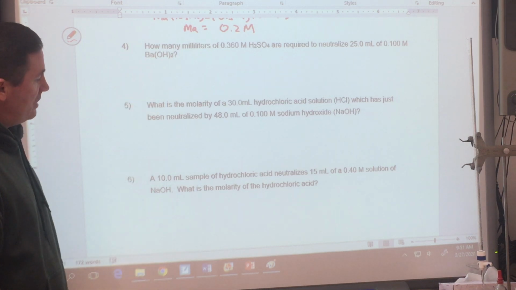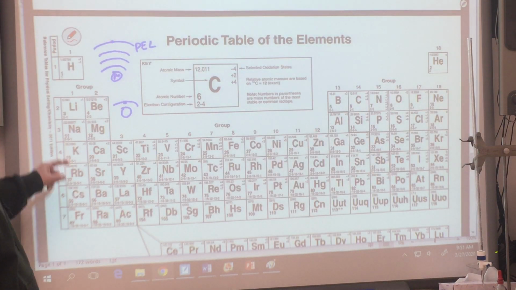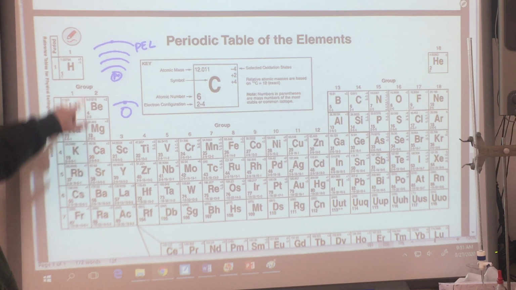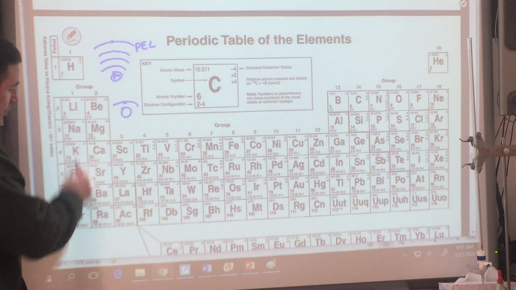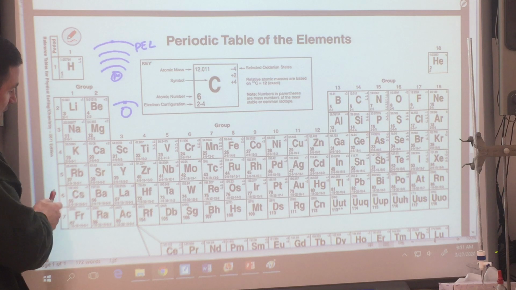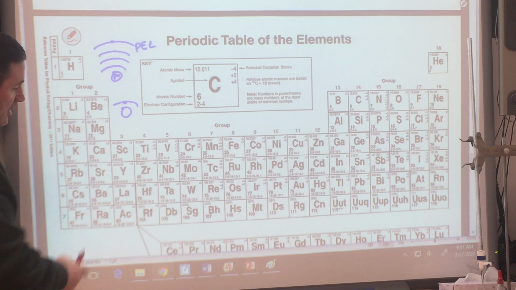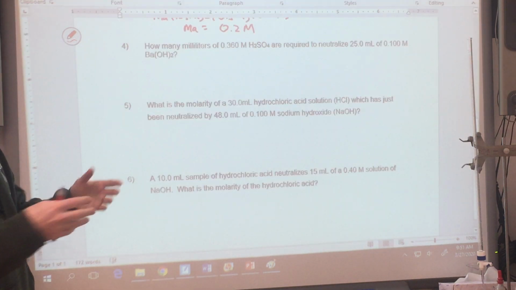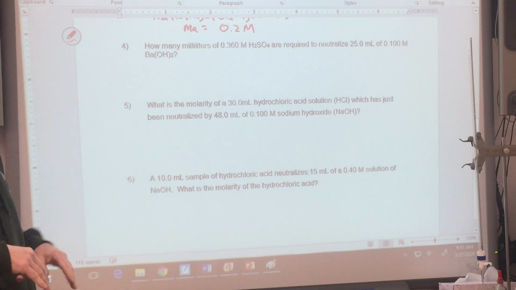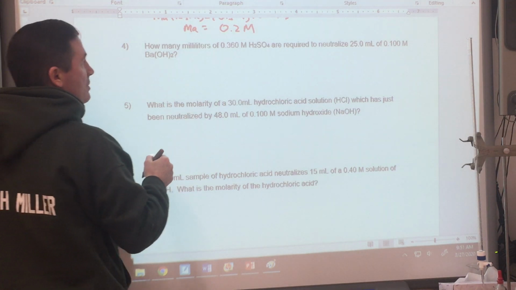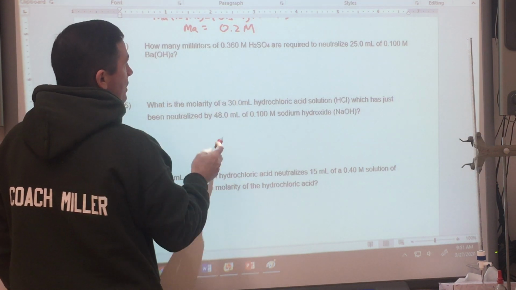How about barium hydroxide? Barium is in group 2. Remember, strong bases are going to be those that are made of group 1 or group 2, not including hydrogen. So lithium hydroxide, sodium hydroxide, potassium, rubidium, beryllium, magnesium, calcium, strontium, barium, all of these are strong bases. That means that they will dissociate very easily in water and have that OH minus available. So how many milliliters of 0.36 molar sulfuric acid are required?